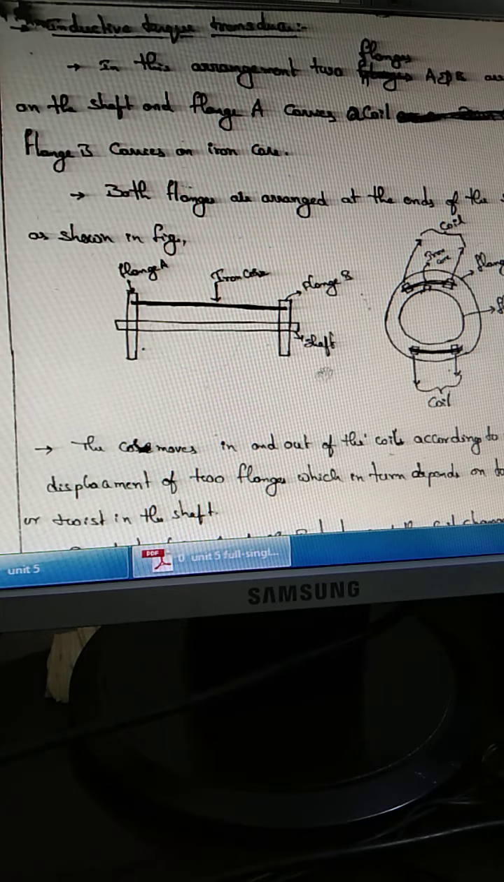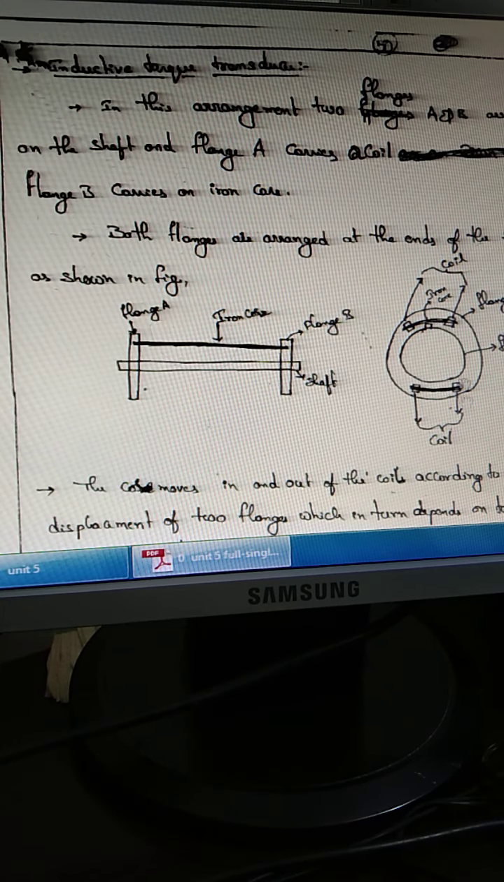Then coming to inductive torque transducer. We can also measure the torque using inductive torque transducer. In this, for measuring the torque using inductive torque transducer, on the shaft we will arrange 2 flanges. This is one flange and this is other flange. Flange A and this is flange B.